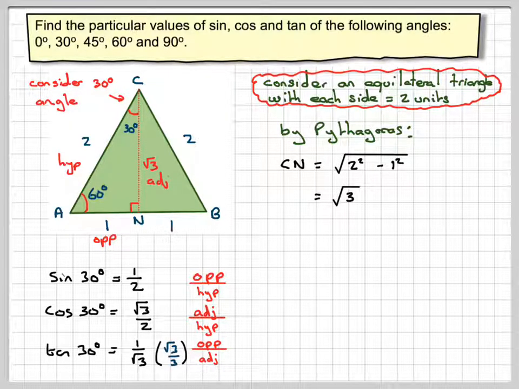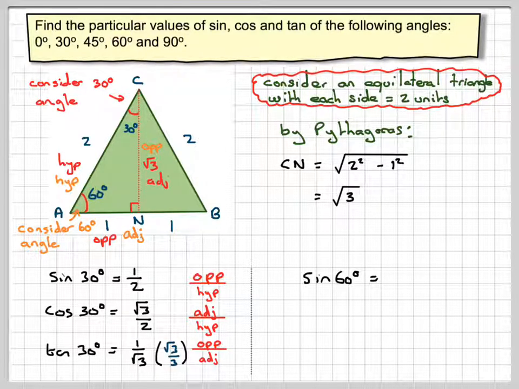Now what we're going to do is consider this angle, which is 60, so that means that this is now the opposite, because it's opposite to 60, and this side will be the adjacent next to the 60, and the hypotenuse will be the same.